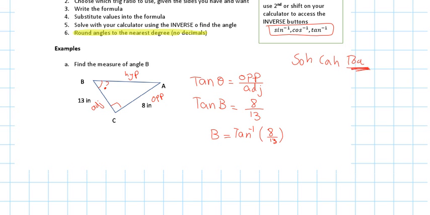31 point what? So what is that? What's the angle then? 32. Because your answer is 31.6, you're going to have to round up. Okay? So that's going to be 32 degrees. Please try this on the calculator. Make sure that you understand how to put it in the calculator.